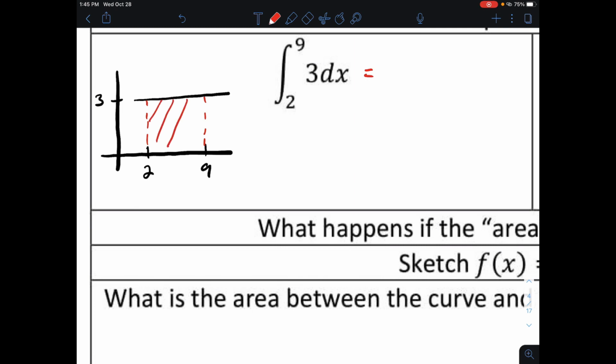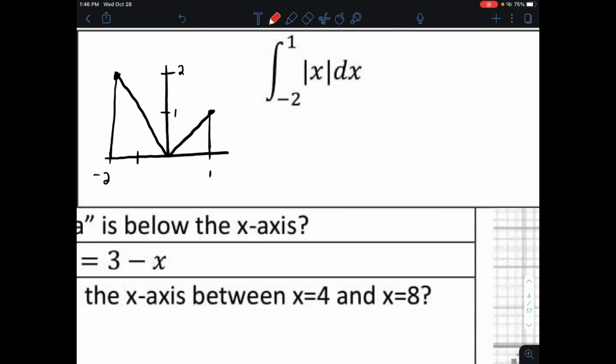where if you look, you basically have a rectangle, which is going to have an area of base times height. Well, the base of that is 7 and the height of that is 3. And so the area there is going to be 21, which is what that definite integral is going to be. Okay, so let's look at this next one here.